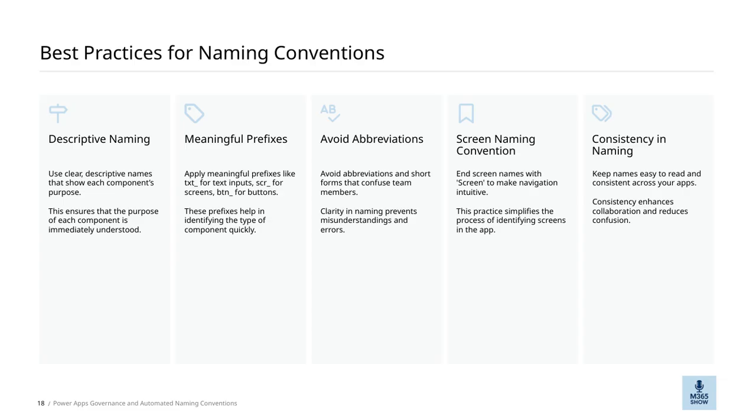Also, applying meaningful prefixes like TXT for text inputs, SCR for screens, and BTN for buttons is a great way to quickly identify component types. These prefixes act as quick indicators, saving time and avoiding mistakes. Finally, always aim for clear, descriptive names that clearly show each component's purpose. When names are meaningful, it's immediately obvious what each part of your app is supposed to do, which makes maintenance and updates much easier. So, in summary, consistent, clear, and meaningful naming conventions are essential for building effective, understandable Power Apps that are easy to manage over time.